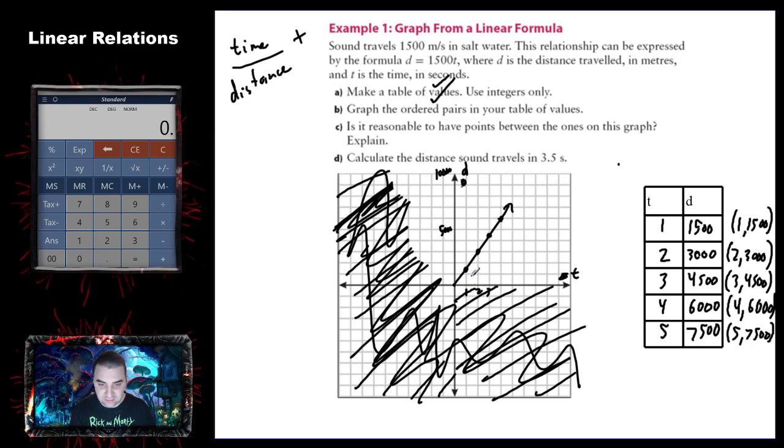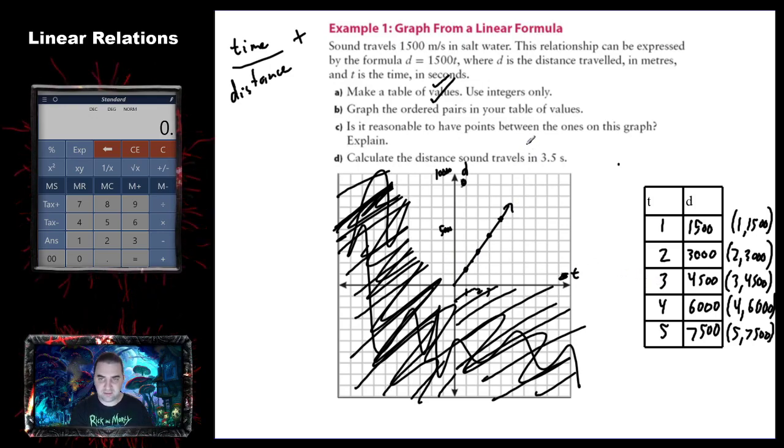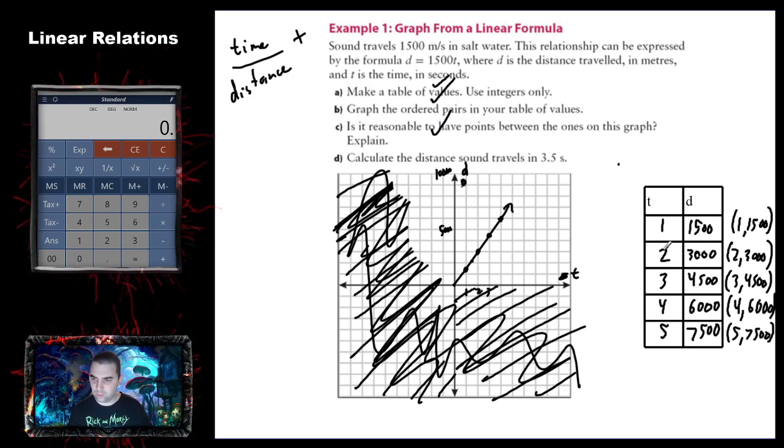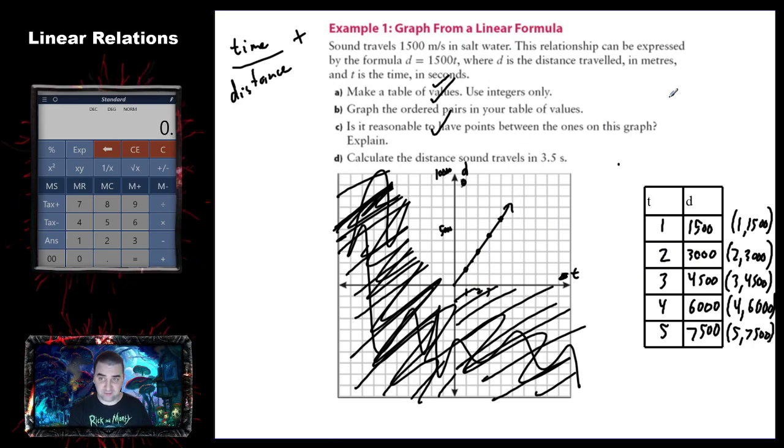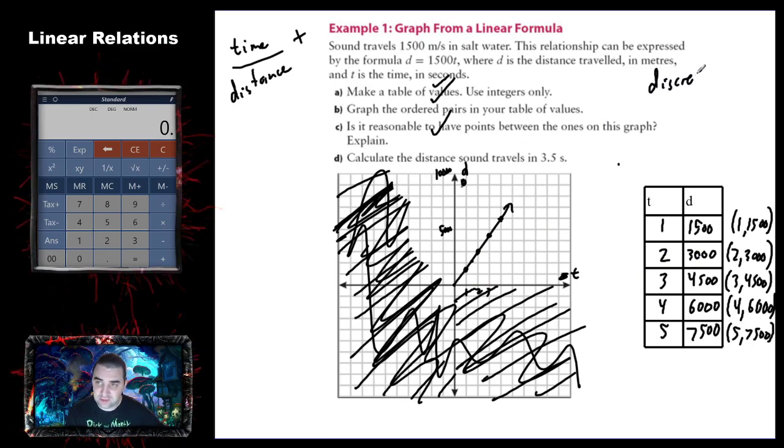Does it make sense to say, hey, what about right here? In 1.5 seconds, we've traveled this many meters. Does that make sense? Think about that. Sure, why not? Absolutely makes sense. I could say I traveled 2,250 meters in 1.5 seconds. Sure, makes perfect sense.